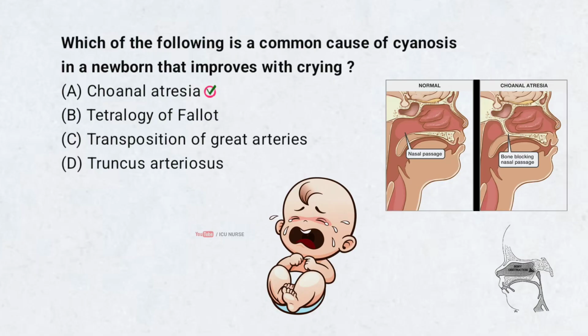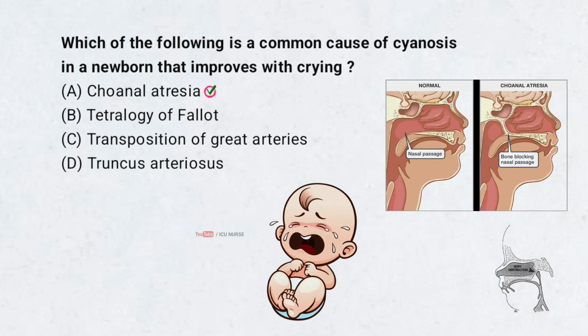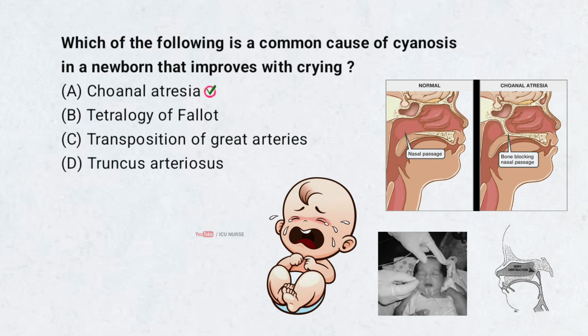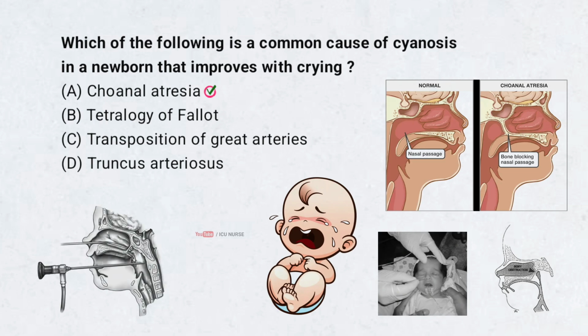In choanal atresia, the nasal passage is blocked, causing cyanosis when the baby tries to breathe through the nose. Crying opens the mouth and improves breathing, reducing cyanosis. It's often diagnosed by inability to pass a catheter through the nose. Management is surgical correction.